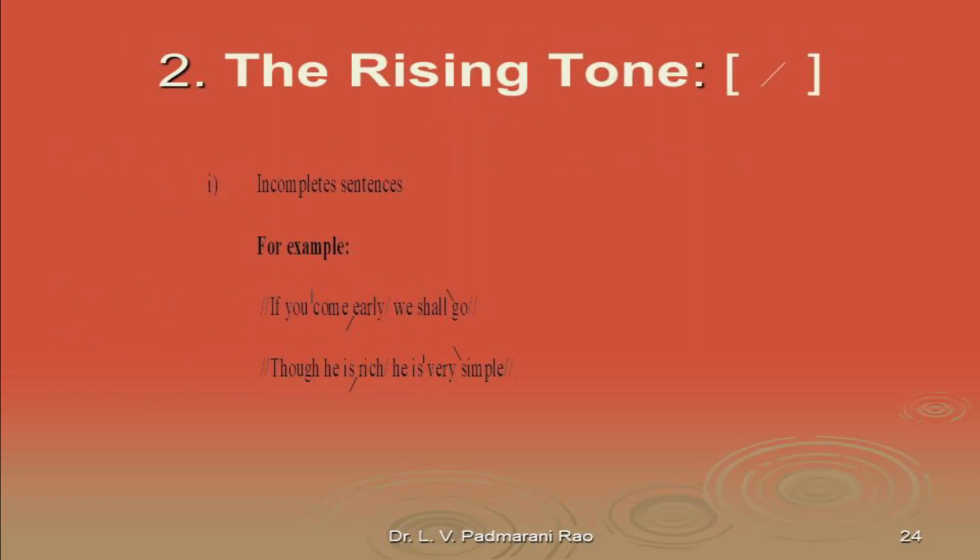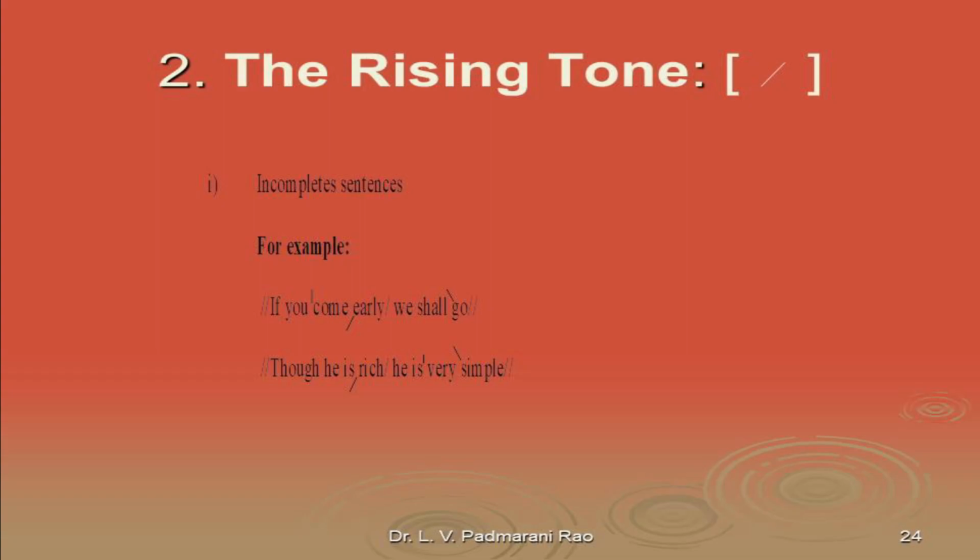The first place where the rising tone is given is the incomplete utterances. By incomplete utterances, we mean that if the sentence is quite big with more than one tone group, all the nuclei that are present within those tone groups that don't end with the full stop or the question mark will receive the rising tone. Supposing you have a sentence, if you come early, we shall go.